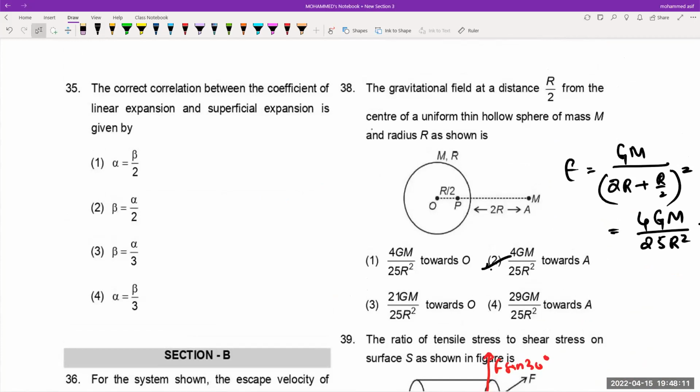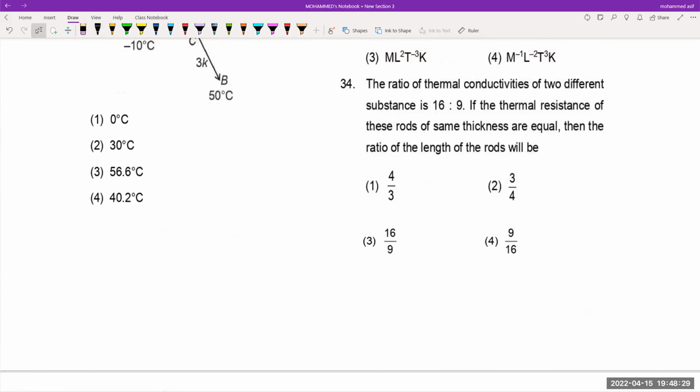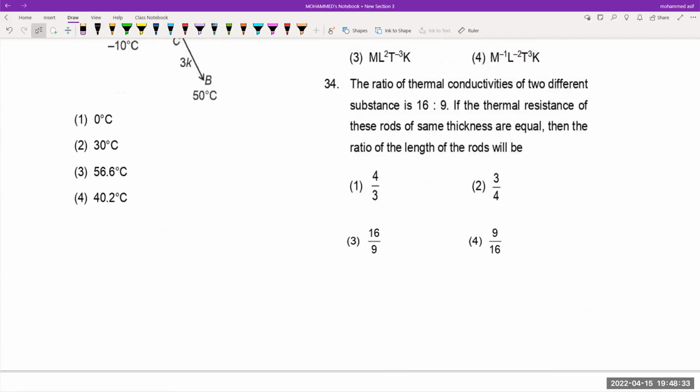द करेक्ट रिलेशन बिटवीन कोएफिशिएंट ऑफ लीनियर एक्सपेंशन एंड सुपरफिशियल एक्सपेंशन क्या होता है बेटा? बीटा इज इक्वल्स टू योर 2 times of your alpha, isn't it? So alpha is equals to कितना? Beta divided by 2. Alpha is equals to your beta divided by 2. First option will be the answer for this. ठीक है. 34 वाला बेटा डायरेक्ट क्वेश्चन है.